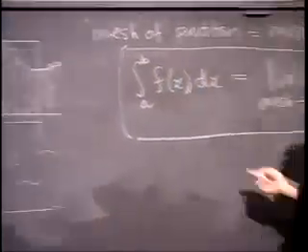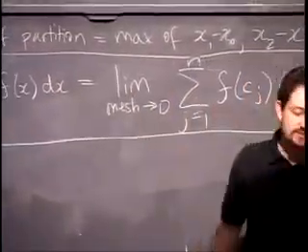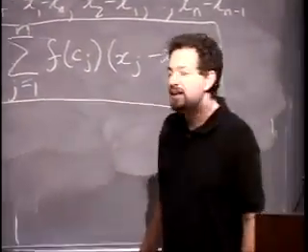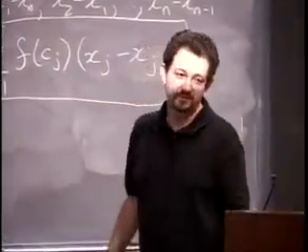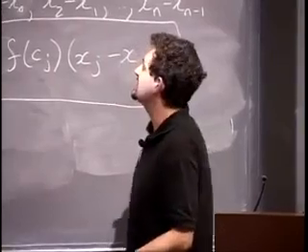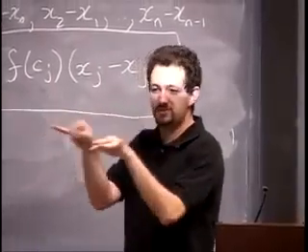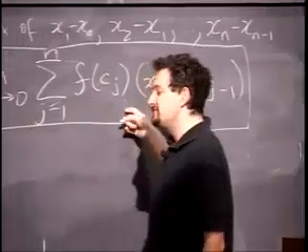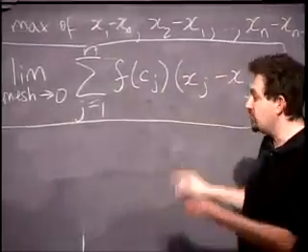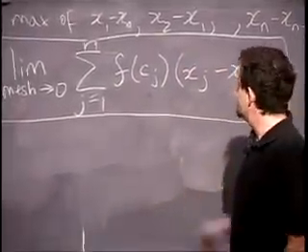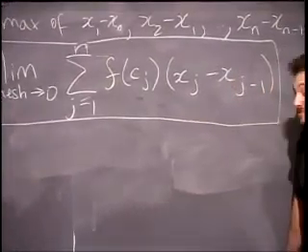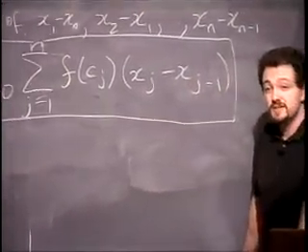And each time you can choose exactly what your CJs are, and you can choose where you split it up. And it doesn't matter how you do it. It doesn't matter what your CJs are, and it doesn't matter how you space it out. As long as the mesh goes to 0, for a continuous function or an almost continuous function which is bounded, this turns out to be the same limit. And that is a theorem which we're definitely not going to prove.